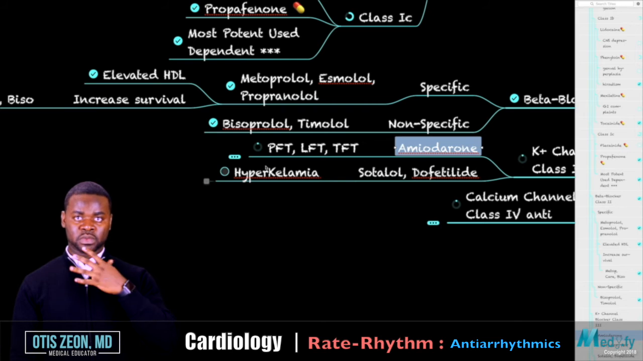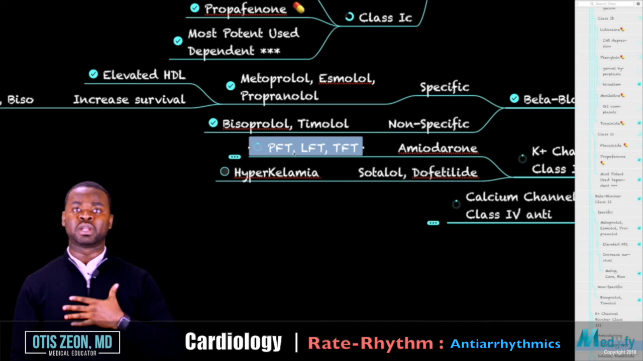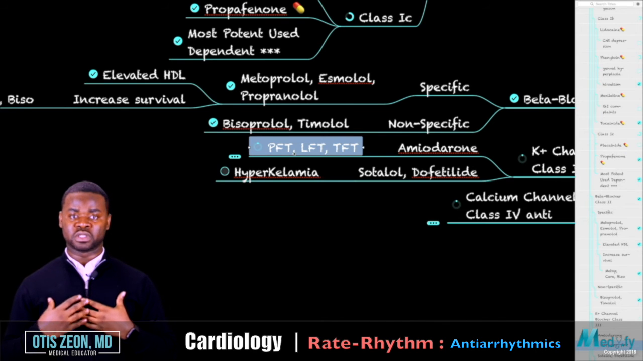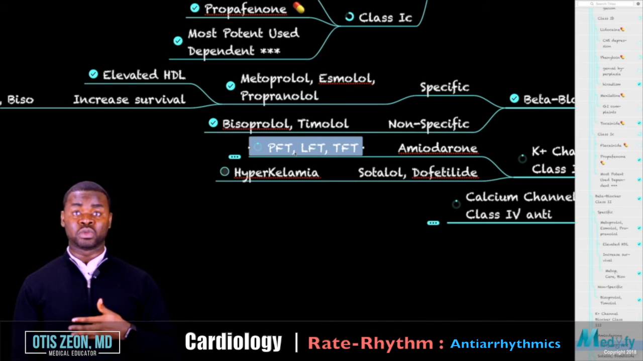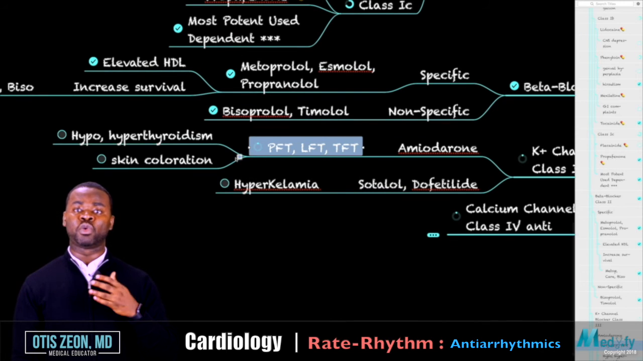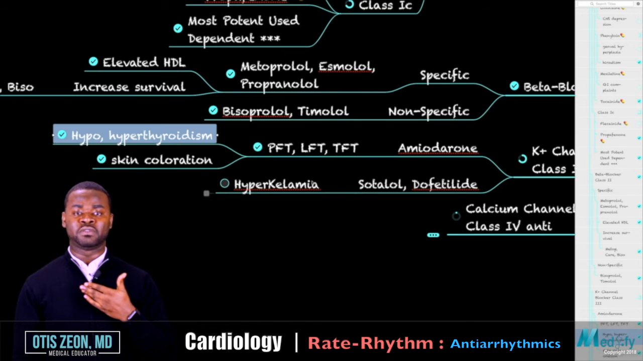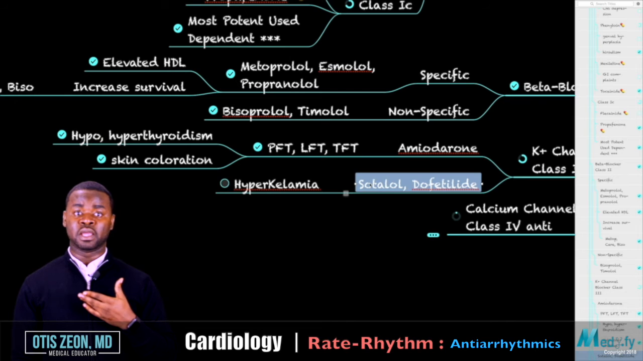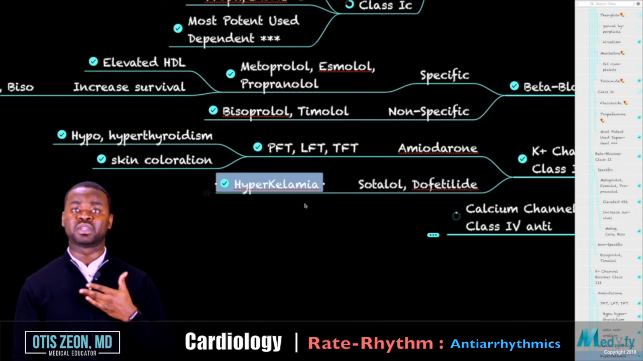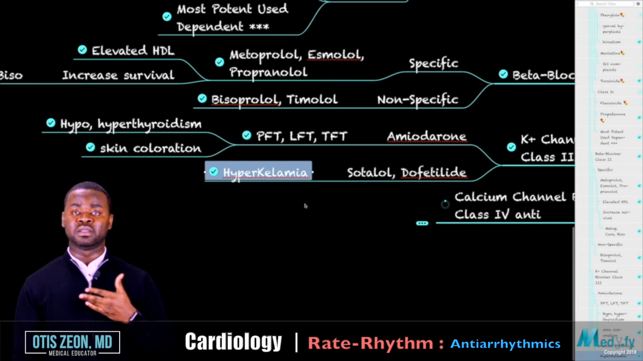One of the key areas where you have to consider checking when you're giving a person amiodarone is the lung. So you do pulmonary function tests. It causes pulmonary fibrosis. It also causes liver pathology as well, so you want to do liver function tests, and you can do thyroid function tests. Amiodarone, in terms of the thyroid, can cause hypo and hyperthyroidism, so you want to watch out for that. It can also affect the skin, causing the skin to have a more grayish coloration to it. Then you have sotalol and dofetilide, which especially can affect the potassium by leading to hyperkalemia. Again, remember these are potassium channel blockers, so they may increase the amount of potassium in the serum.